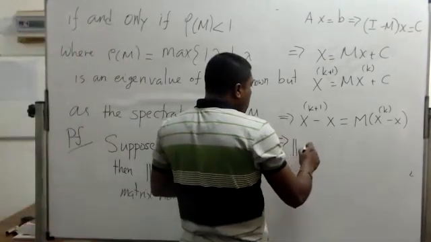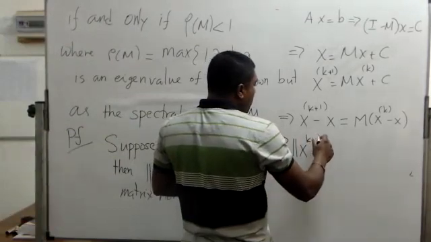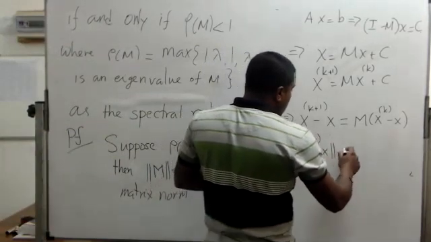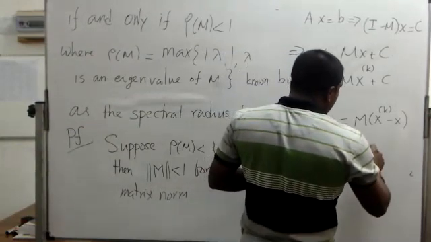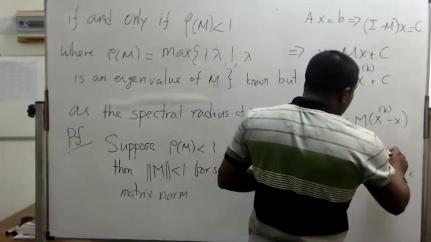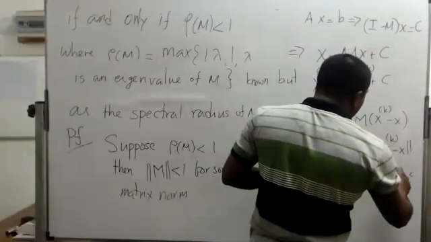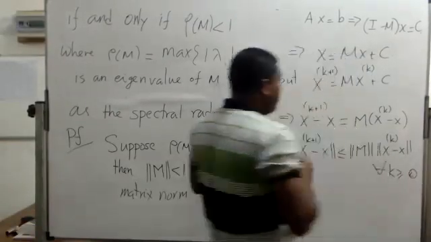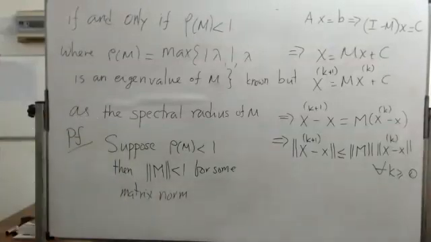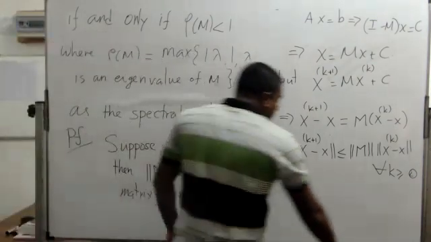So when you take the norm, then you get ||x_{k+1} - x|| is less or equal to ||M|| times ||x_k - x|| for all k greater or equal to 0. And so when you take the norm, you get an inequality. So this is a relation which is true for all k. So if it is true for all k, then you can do it for any values.